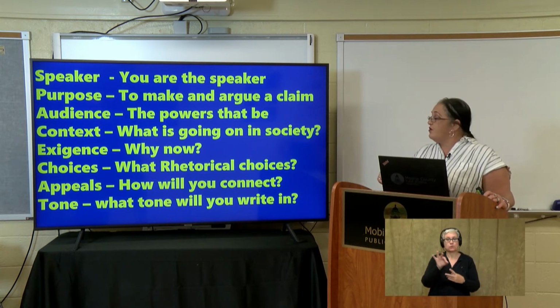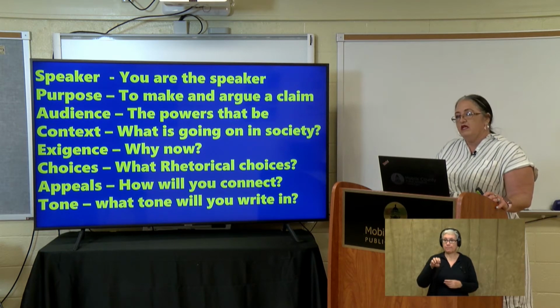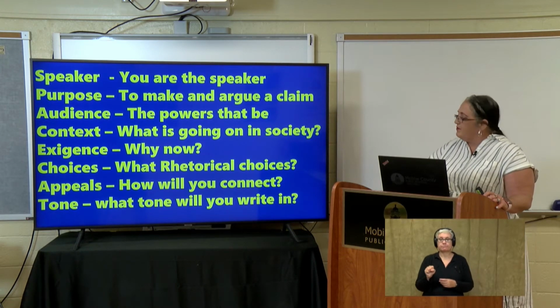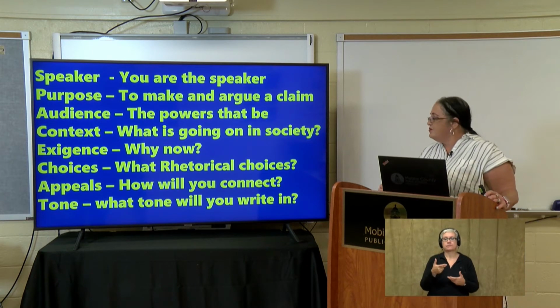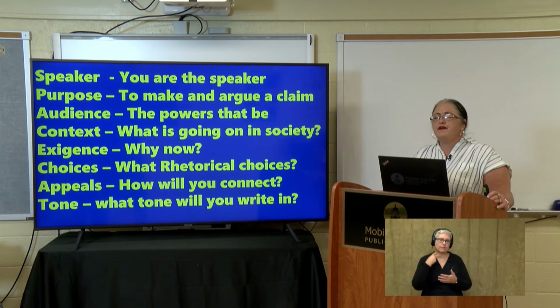Choices. Again, what rhetorical choices will you make? How will you make that connection with that appeal? Will it be ethos, logos, or pathos? And then tone. What tone will you write in? Those are very important.